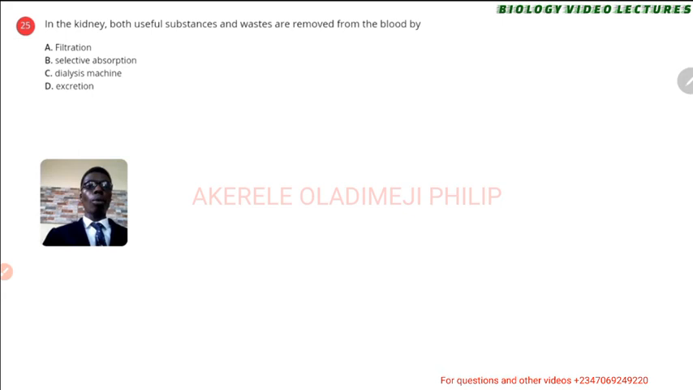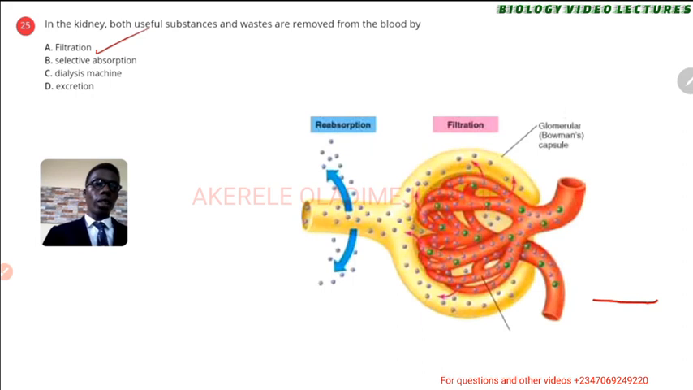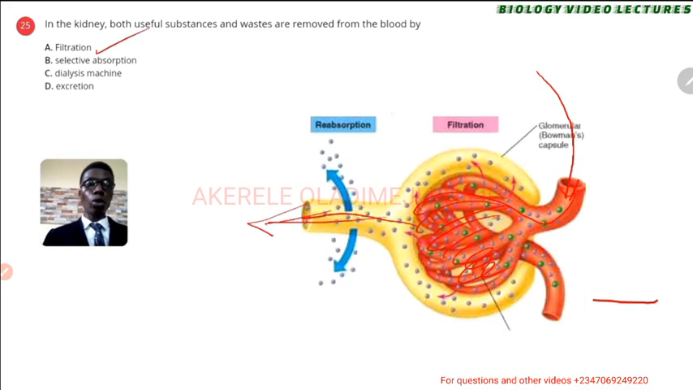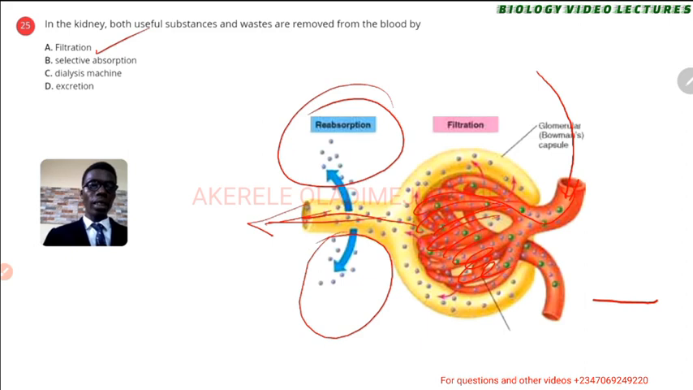In the kidney, both useful substances and waste products are removed from the blood by filtration. So this is what we have here. Filtration, yes. So blood goes in like that. As it's passing through the glomerulus, all the waste products, not only waste products but good products which are very soluble and very small, pass through this and go in like that. That's called glomerular filtrate. The useful ones, the body will reabsorb back into the bloodstream. So once this has gone here, the blood continues its journey as clean filtered blood. All right, so it is filtration that removes both the good things and the waste product from the blood.